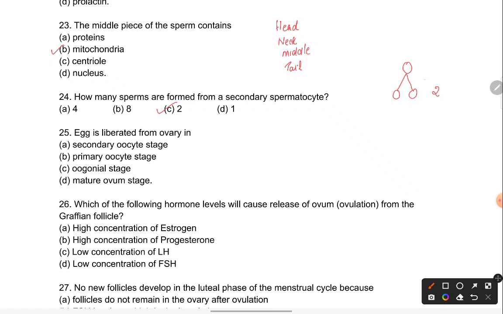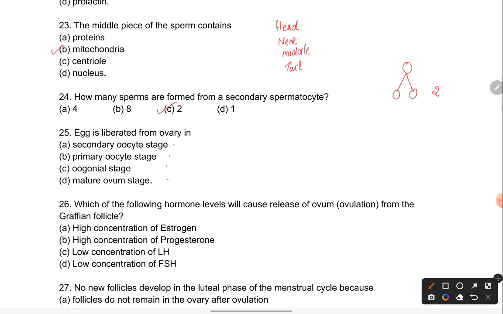Now question number 25. Egg is liberated from the ovary in which stage? That is the question. In which stage is it liberated from the ovary? Secondary oocyte stage, primary oocyte stage, oogonial stage, or mature ovum stage.